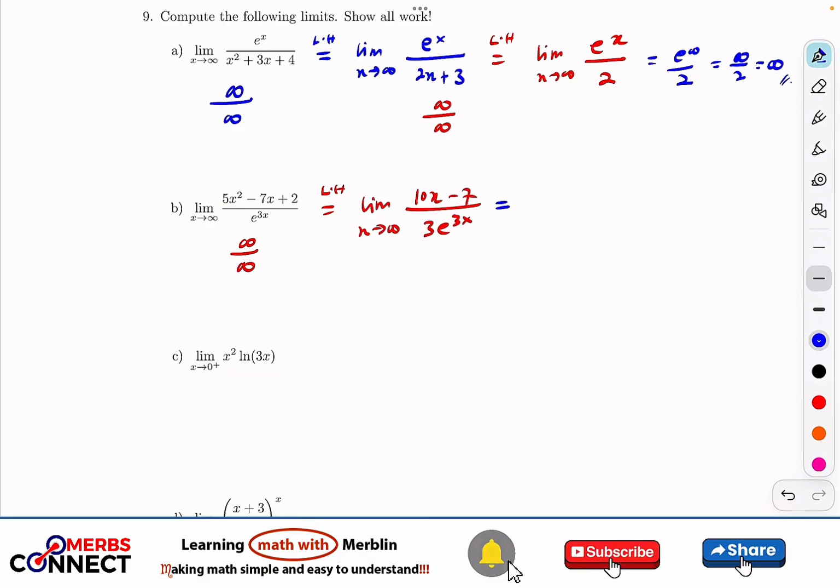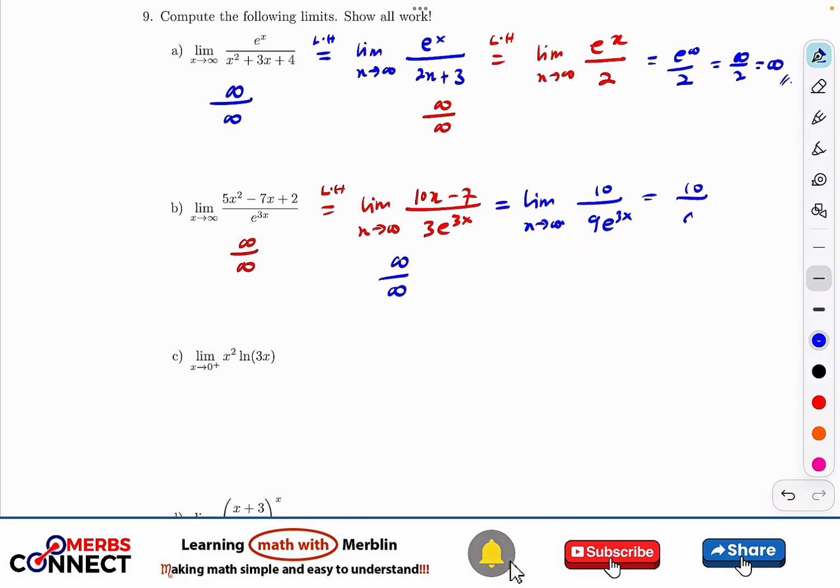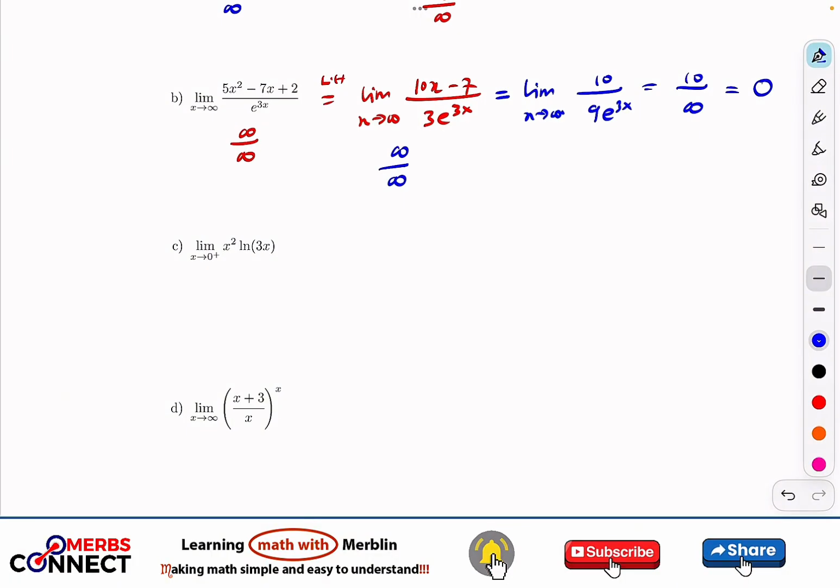Now this is equal to, when you plug in infinity again, you get infinity over infinity. So apply it again. Differentiate the top, you get 10, divided by, differentiate the bottom and get 9e to the power 3x. Now plug in infinity and you see that this is going to be 10 divided by e to the power infinity, which is infinity. Infinity times 9 is infinity, and 10 divided by a big number is 0. So that's what you are going to get here.